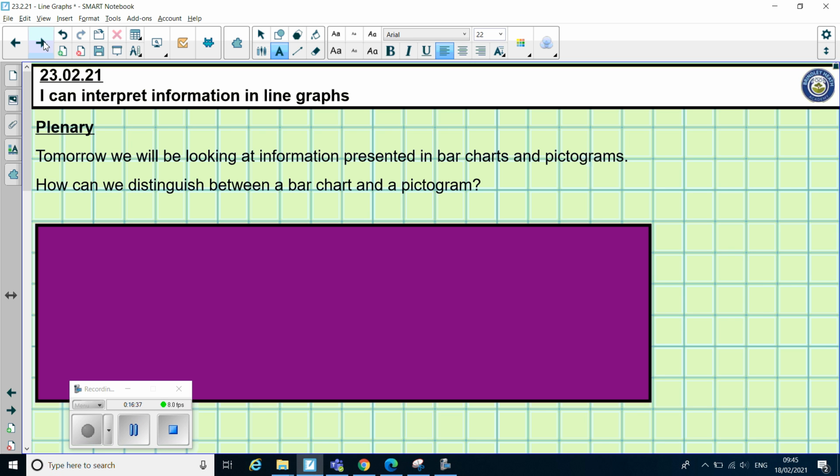So try and think back to the work you might have done lower down the school. What's a bar chart? What's a pictogram? And what's the difference between them? Pause the video now and have a little think.